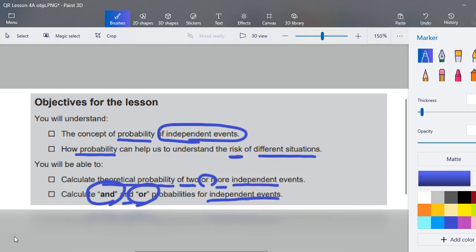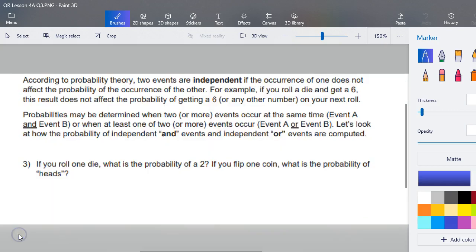So start getting your brain wrapped around. We're going to be calculating a thing called independent events and, or independent events or. Sometimes they'll be called and, and sometimes they'll be called or. Keep reading along with me as we further explain what's going on in the objectives.